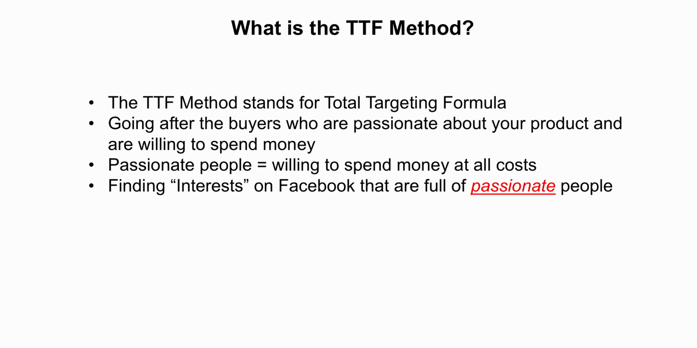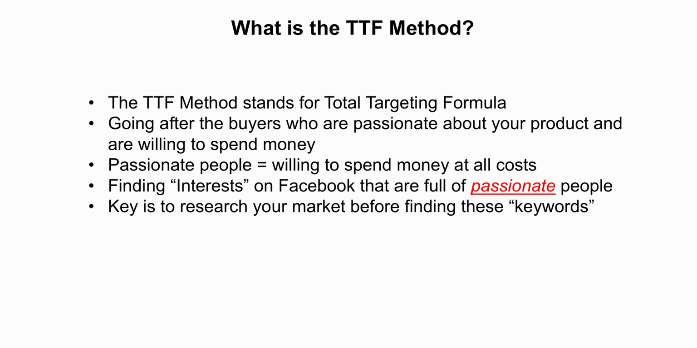What usually happens is you go onto Facebook and find these passionate interests. But one mistake most people make is they find these interests and then start running ads. What they don't realize is they need to do research on those interests. They need to go to the Facebook page, go onto Google and do their research. The key is to do research before finding those keywords.